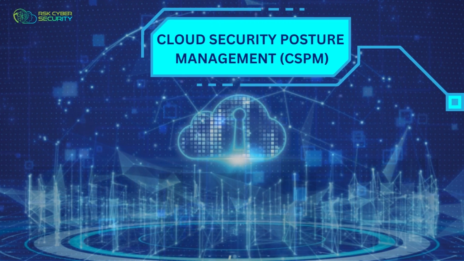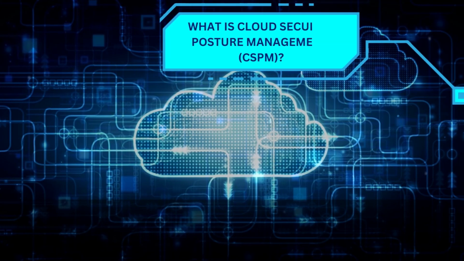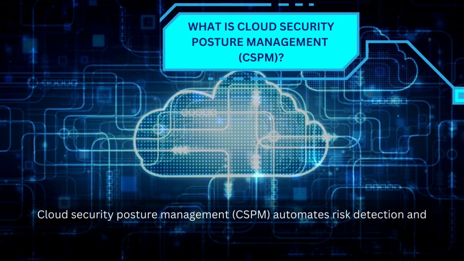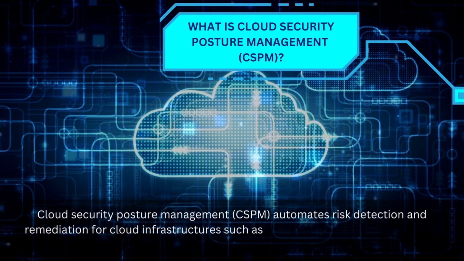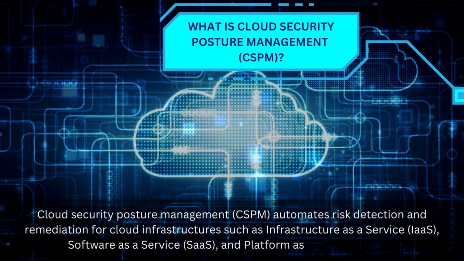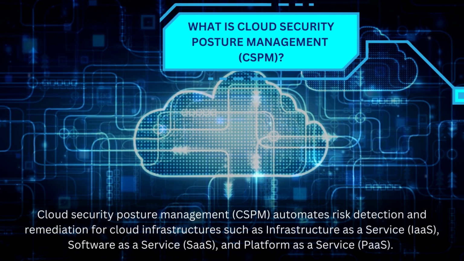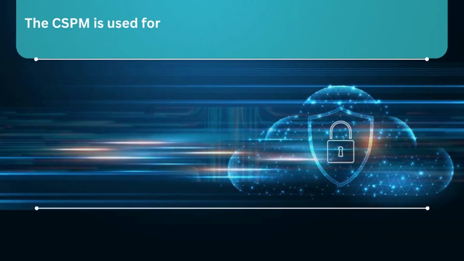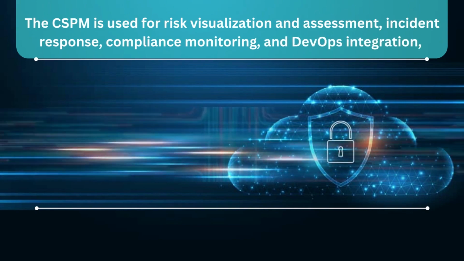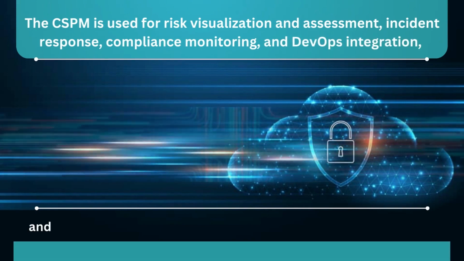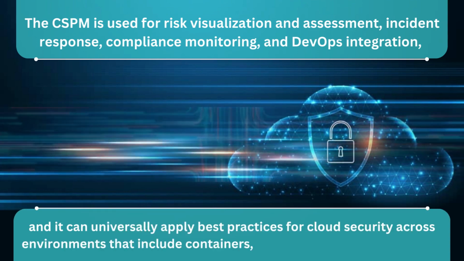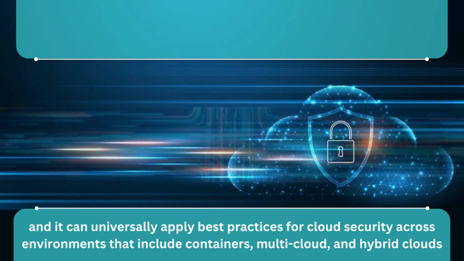Cloud Security Posture Management (CSPM). Cloud Security Posture Management (CSPM) automates risk detection and remediation for cloud infrastructure such as infrastructure as a service (IaaS), software as a service (SaaS), and platform as a service (PaaS). The CSPM is used for risk visualization and assessment, incident response, compliance monitoring, and DevOps integration. And it can universally apply best practices for cloud security across environments that include containers, multi-cloud, and hybrid clouds.